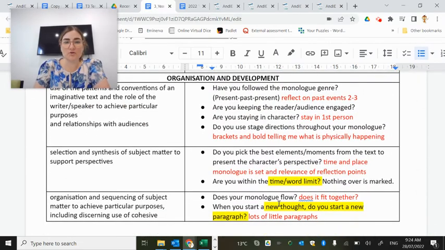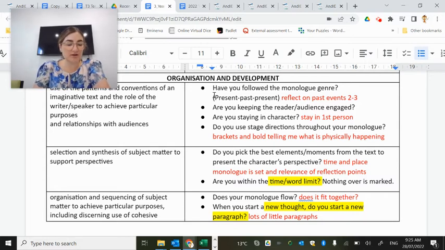All right, let's look at organization and development. This one here is all about your structure. So have you started in the present and then gone into the past, and then go back to the present at the end? Now, when you're in the past, you're reflecting on things that have happened. Remember, you need to reveal something that the audience doesn't know. I would be reflecting on 2 to 3 events.